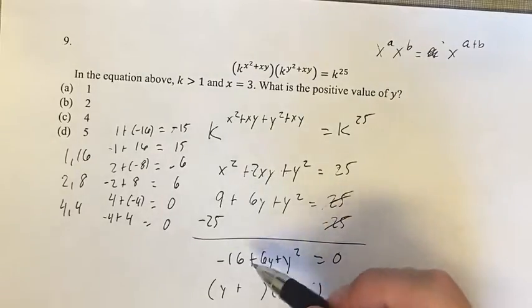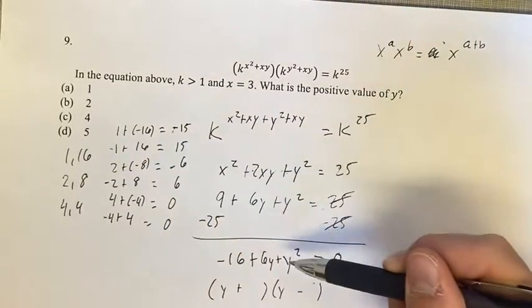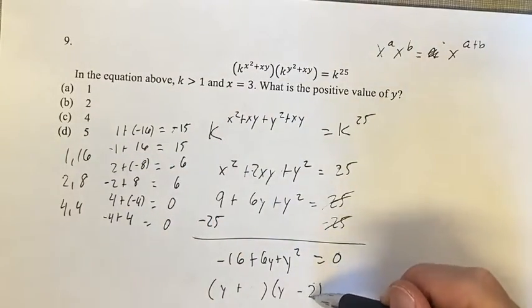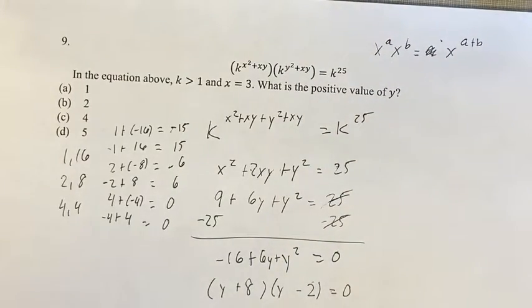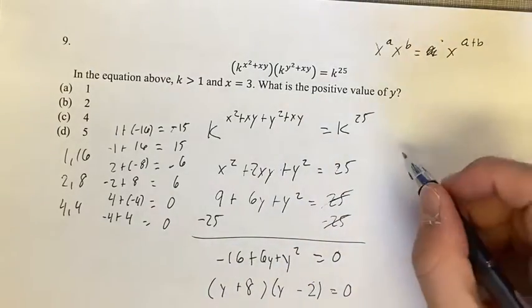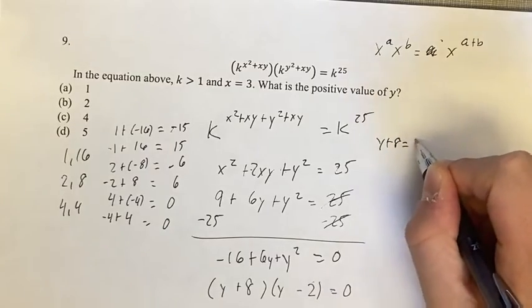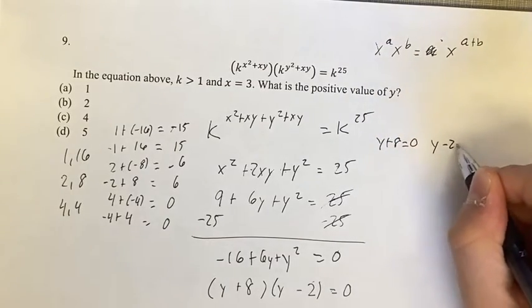So for positive 6, we're going to need negative 2 and positive 8. So the 2 is going to be the negative one, 8 is going to be the positive one, and we now have our solution. So for y plus 8 times y minus 2 to be equal to 0, either y plus 8 has to be equal to 0, or y minus 2 has to be equal to 0.